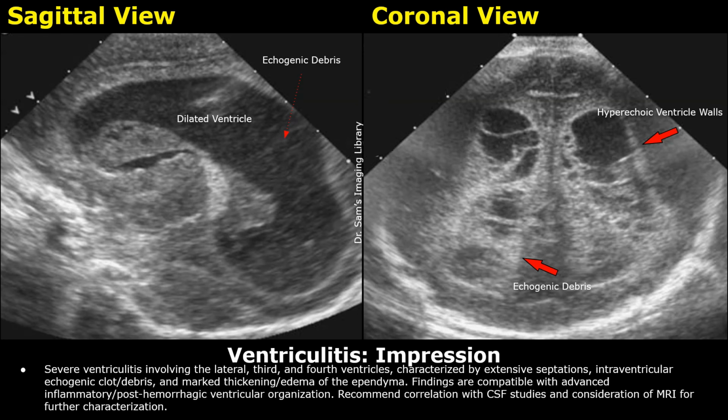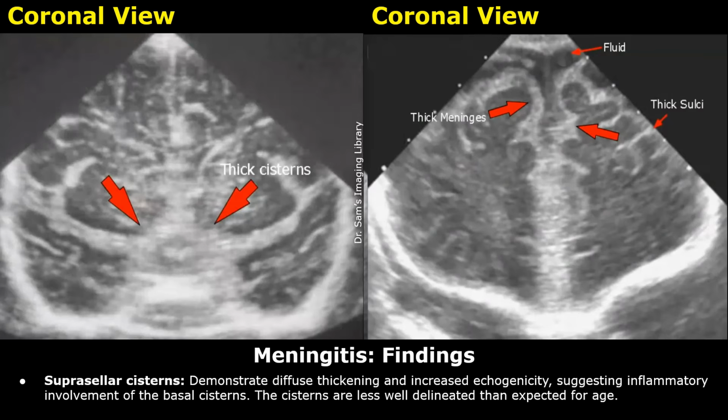Severe ventriculitis involving the lateral, third, and fourth ventricles, characterized by extensive septations, intraventricular echogenic clot or debris, and marked thickening, edema of the ependyma. Findings are compatible with advanced inflammatory or post-hemorrhagic ventricular organization. Recommend correlation with CSF studies and consideration of MRI for further characterization. This is our final case, meningitis.